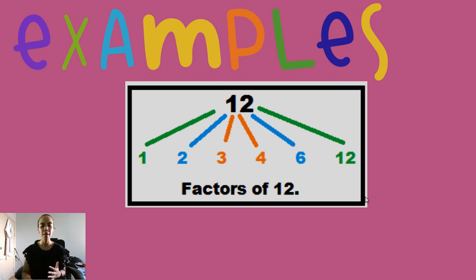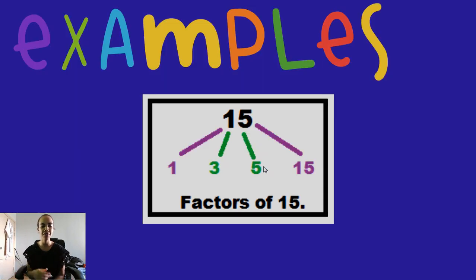We've got 12 here. We know that 12 has 6 factors. That's 1 and 12, 2 and 6, and 3 and 4, or you could just list them in order, in ascending or increasing order, completely up to you. I like to pair them up because it's easy for me to remember. 1 times 12 is 12, 2 times 6 is 12, 3 times 4 is 12. So those are the 6 factors of 12.